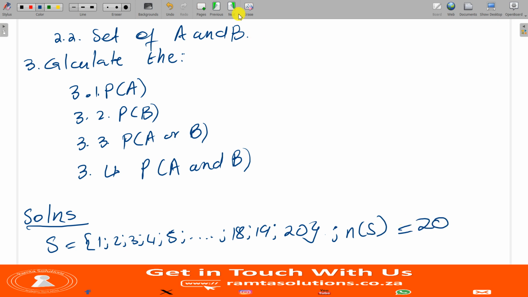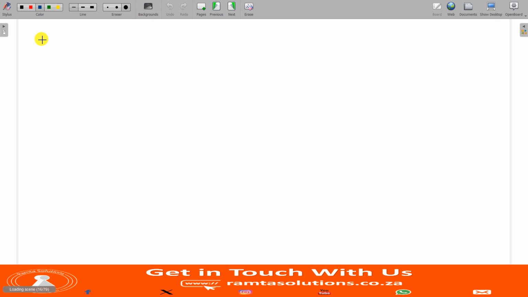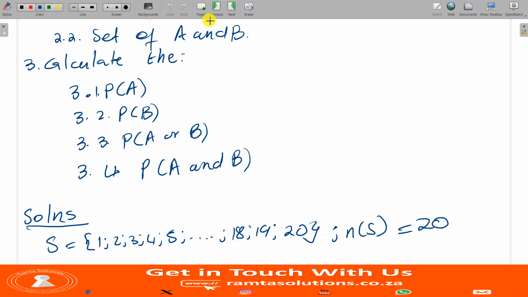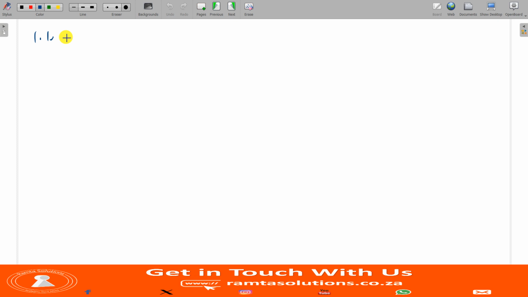All right. Now, 1.1, what does it say? It says the factors of 20. Okay, cool. So we need to find that set. Remember, we called it A. So what is it? It is 1, 2, no 3, 4 yes, 5 yes, 6 no, 10 yes, and 20.